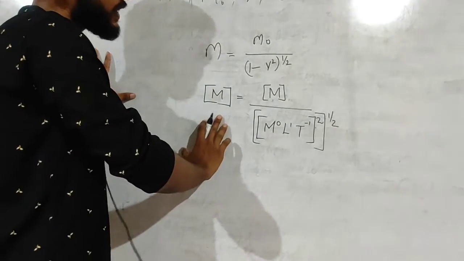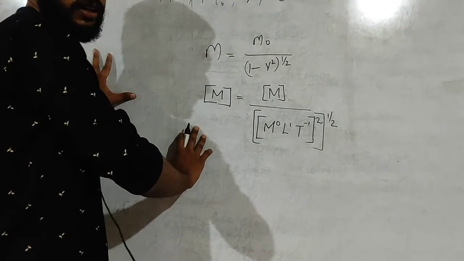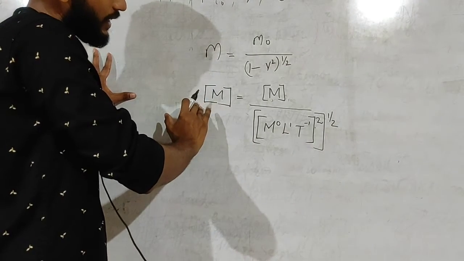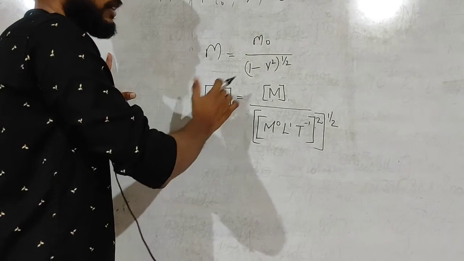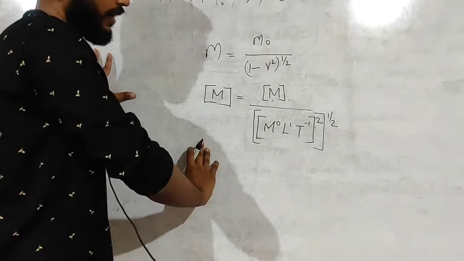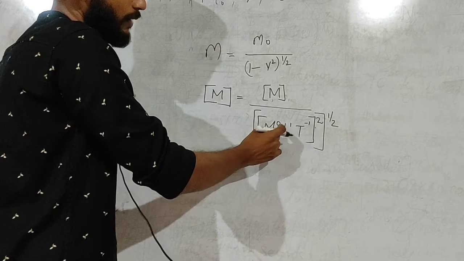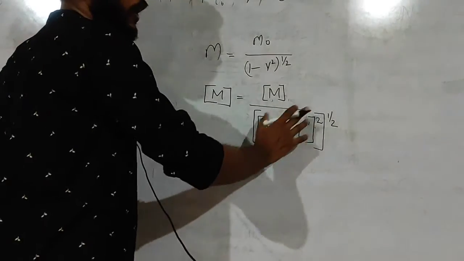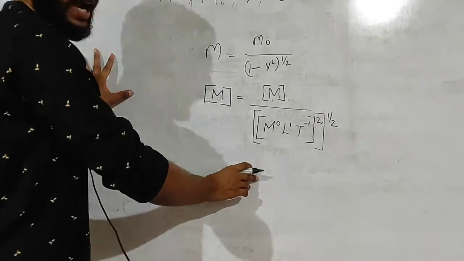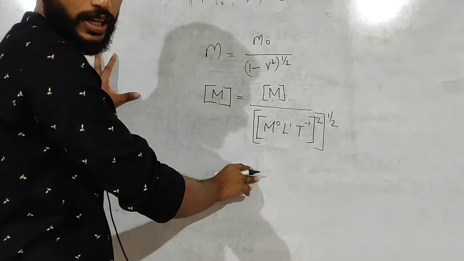So we have to make this a valid equation. That means the left hand side has the dimensional formula M, and the right hand side should also have the same one, but here in the denominator M raised to 0, L raised to 1, T raised to minus 1, all square, all raised to 1 by 2 is there. You have to cancel that. How can we cancel that?